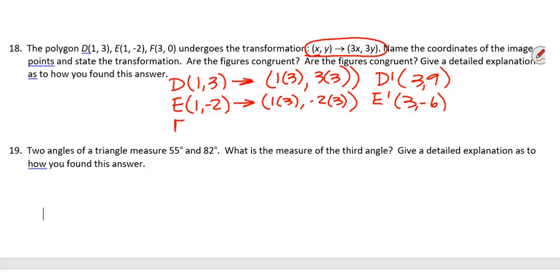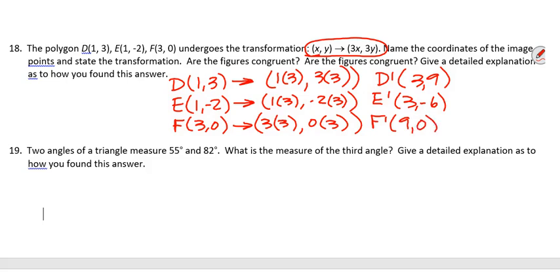And then we've got F, which was 3, 0. So here again, we're going to multiply 3 times 3. And we're going to do 0 times 3. So 3 times 3 is 9. So that's our F prime. And then anything times 0 is 0. So now it says, name the coordinates. That's what we did. So this is our answer over here. These are our new coordinates after we've transformed them. And then it says, are the figures congruent? Well, if we made it 3 times bigger, then obviously the figures are not congruent. So we're going to say no, they're not congruent.